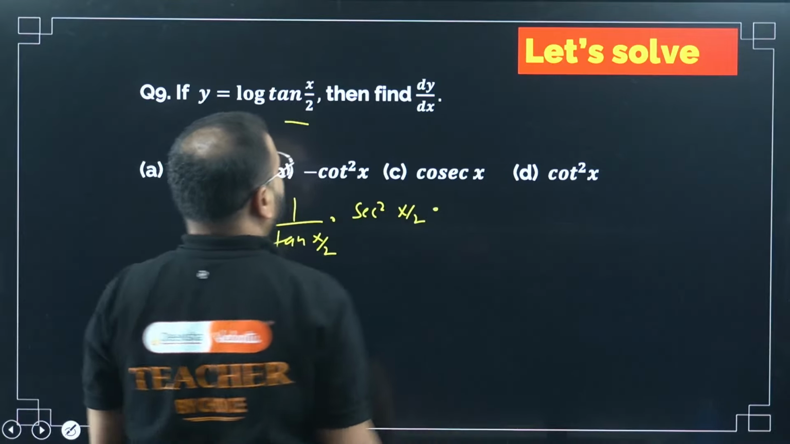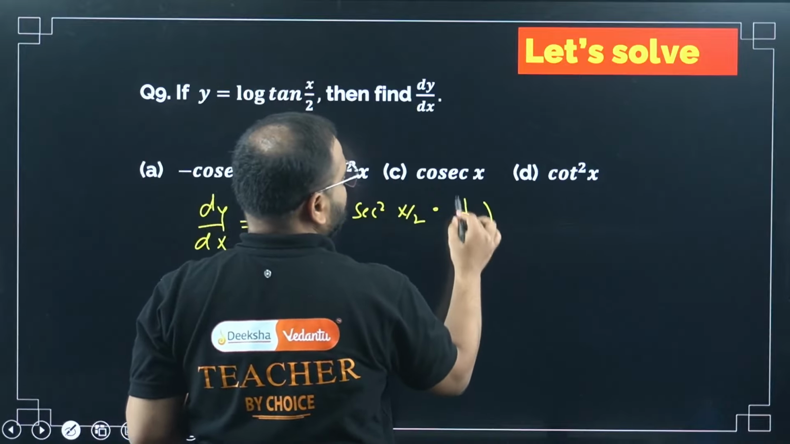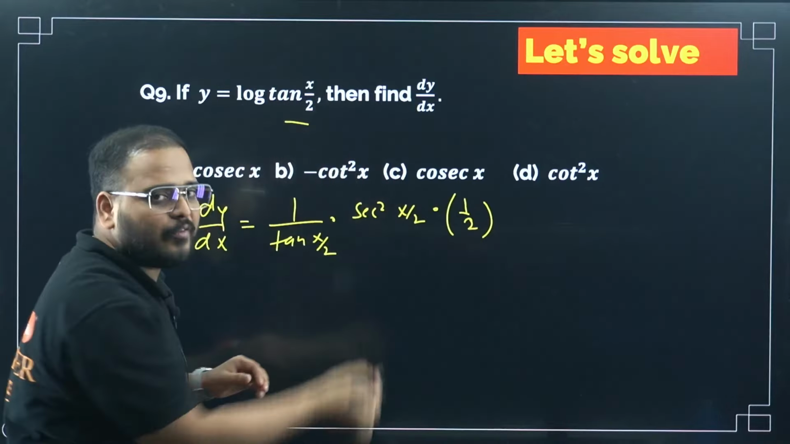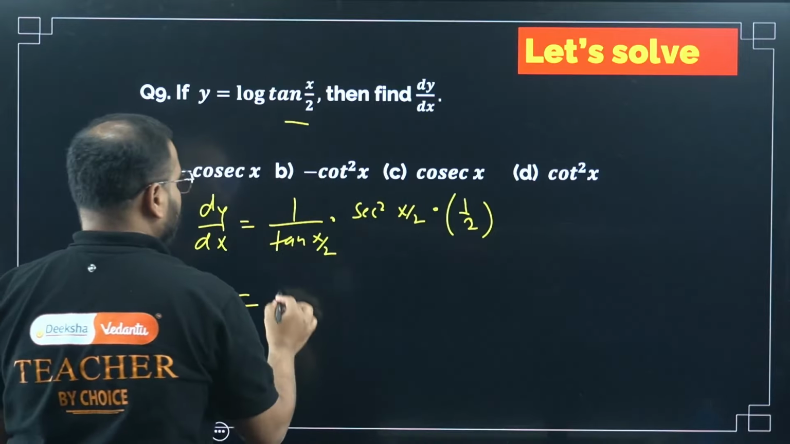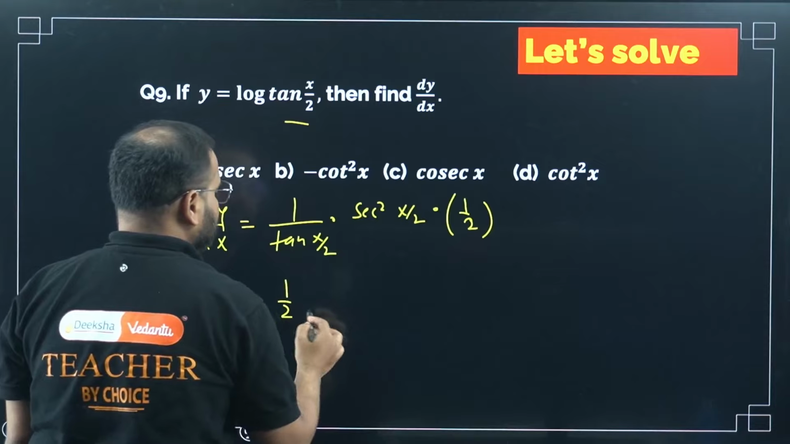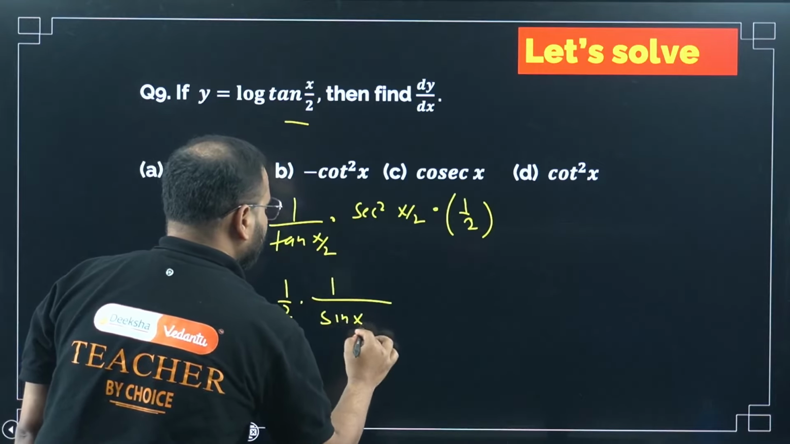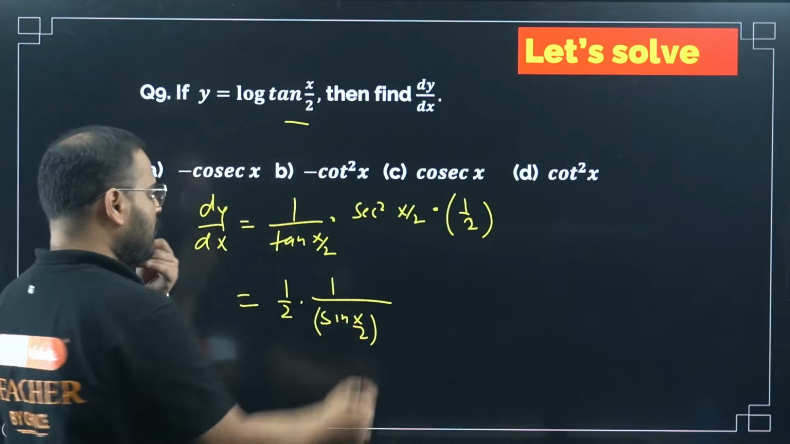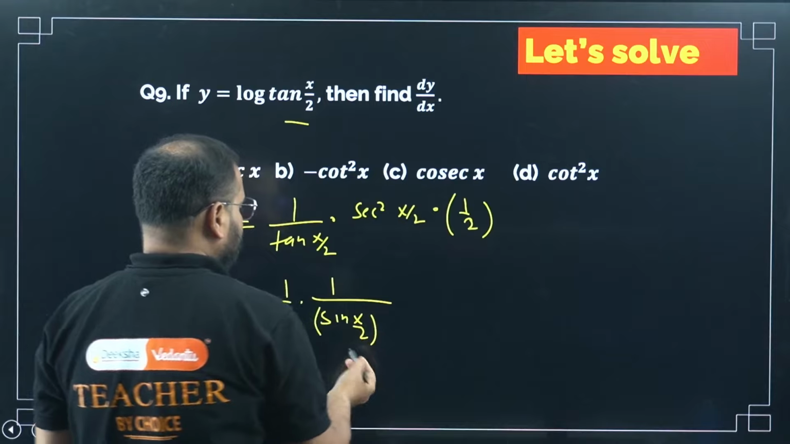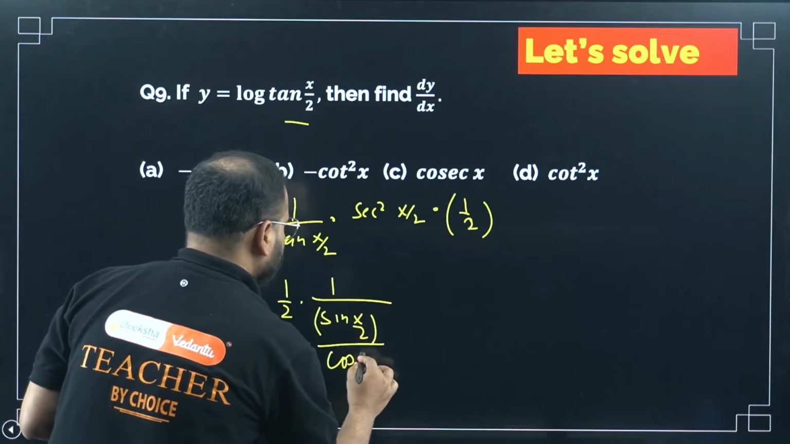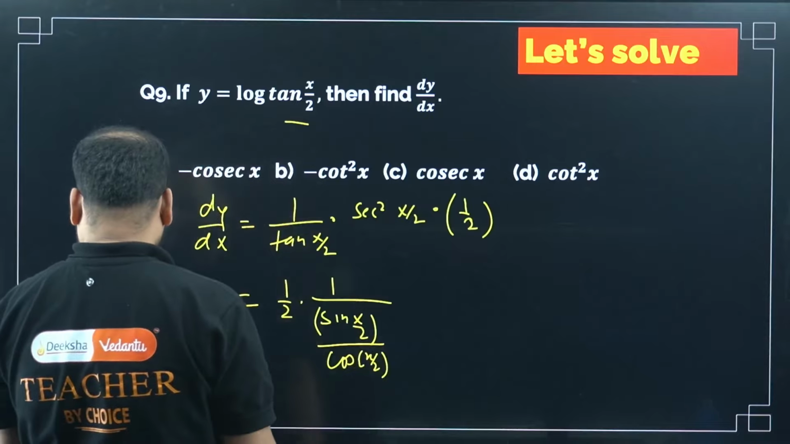What next? Please check here. I have to differentiate x by 2 also, which will be simply 1 by 2. I hope you know that. 1 by 2 is the coefficient of x by 2, and x will be 1, so 1 by 2 as it is. Now bring sec square here, write here 1 by 2. Write it as 1 upon tan x by 2, and this tan you can write as sine x by 2 by cos x by 2.